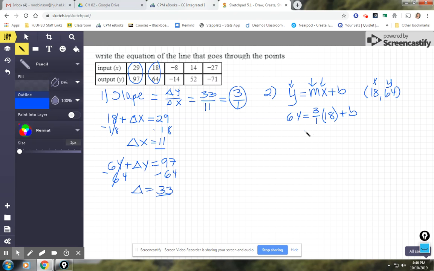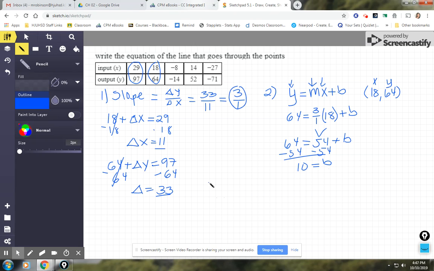Okay, so now we're going to do a little bit of arithmetic here, multiplication, then we're going to subtract it over to the other side to figure out what b has to be. So 3 times 18 is going to turn into 54. And I'm going to bring everything else down. And then I need to subtract 54 from both sides to get the b by itself. And I'm going to get a value of 10 for b. Now I just put my equation together.